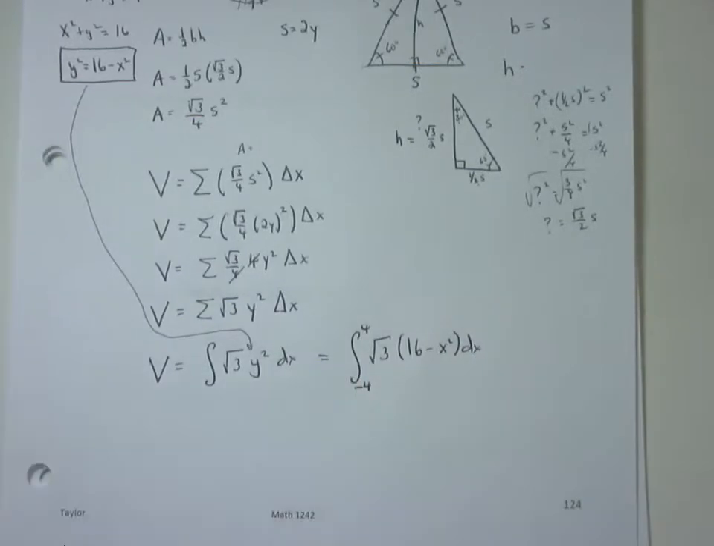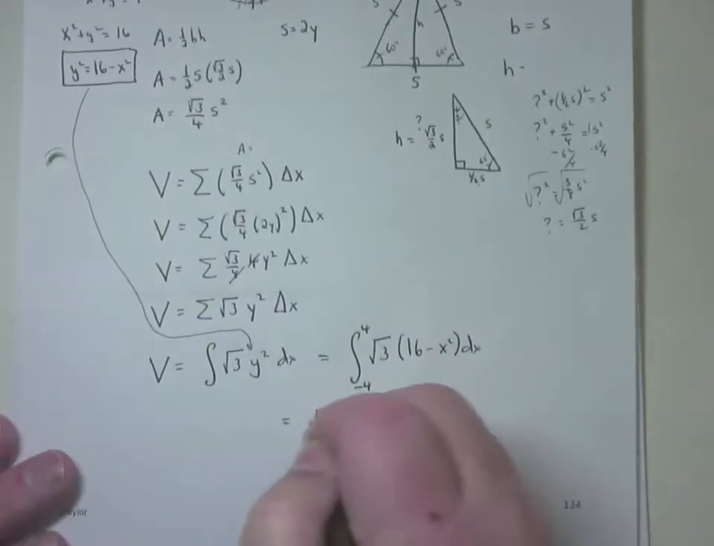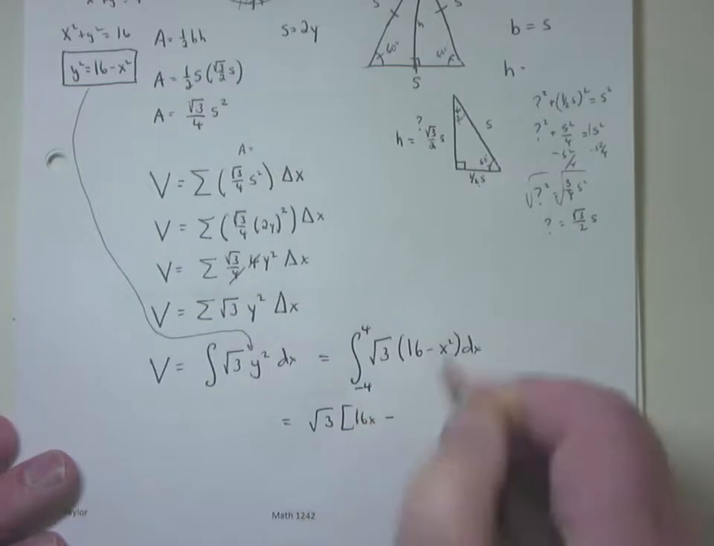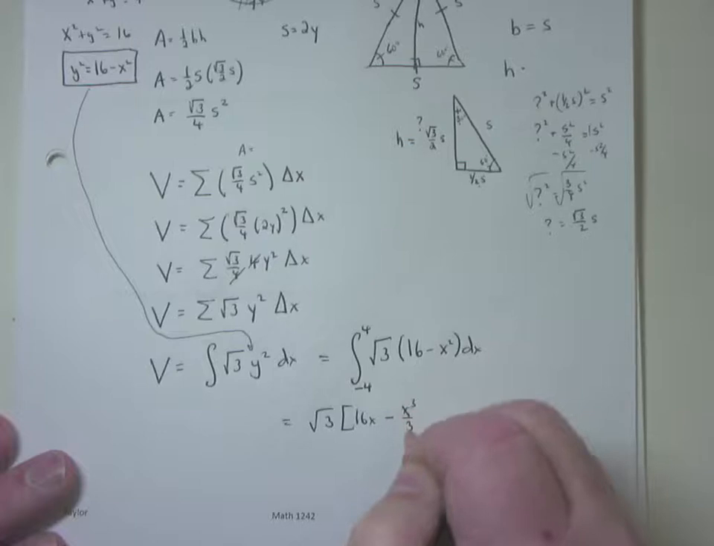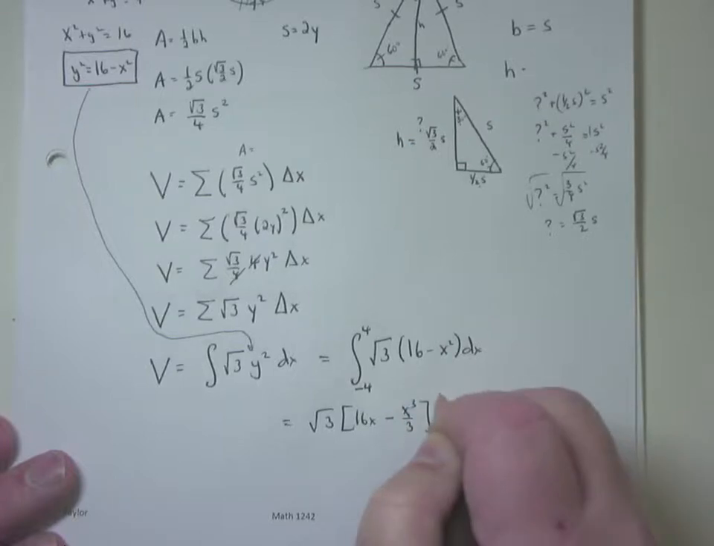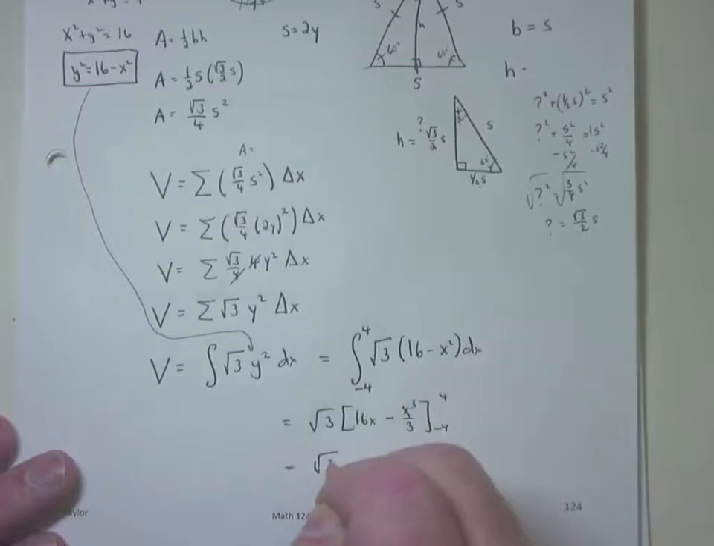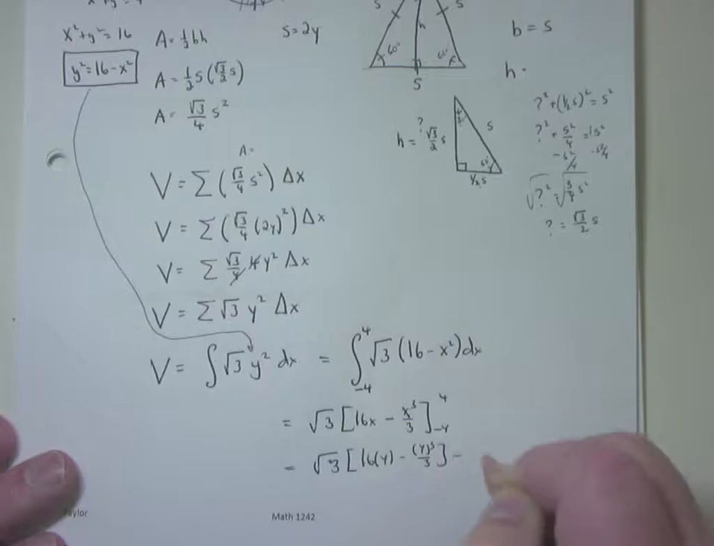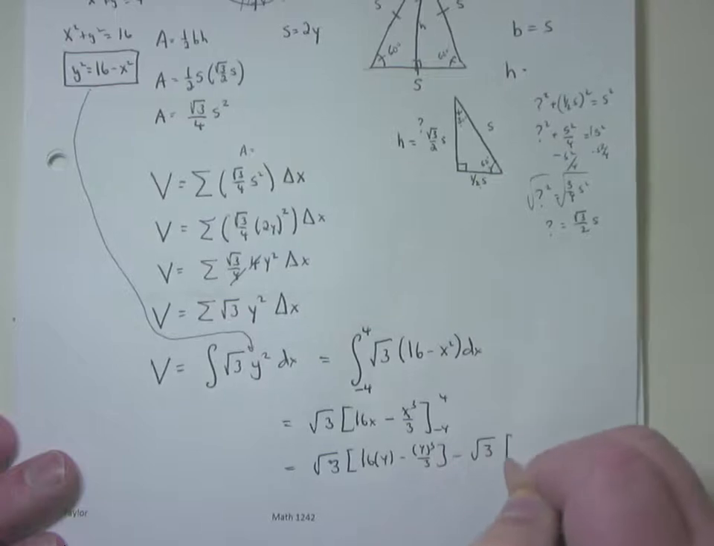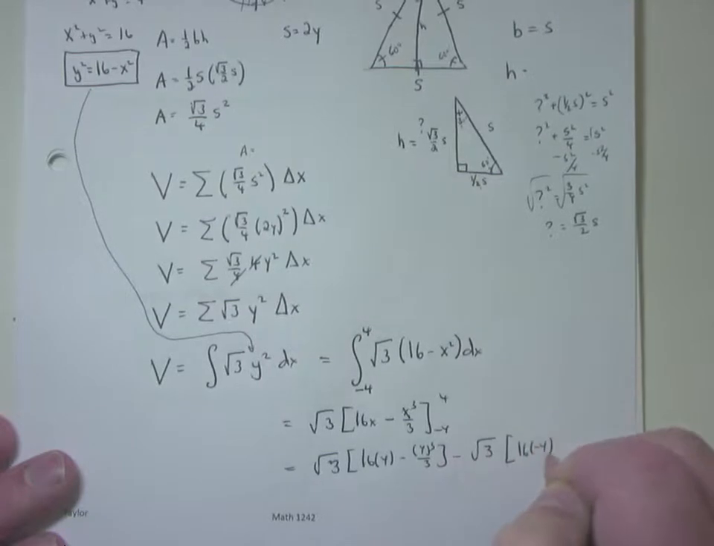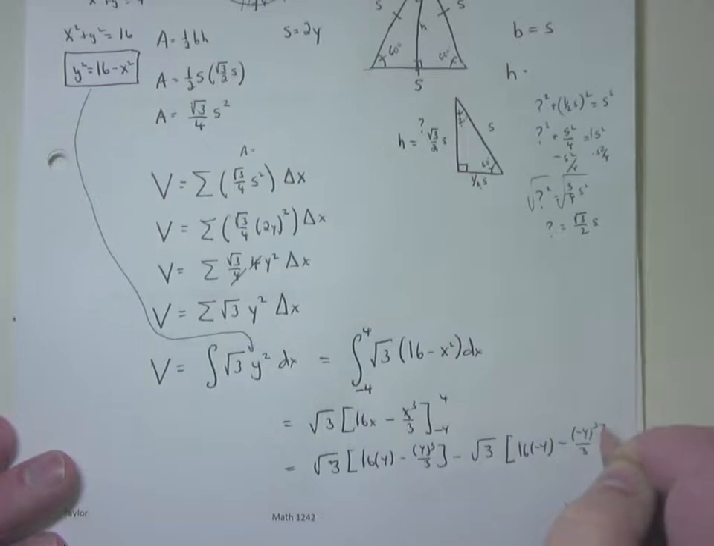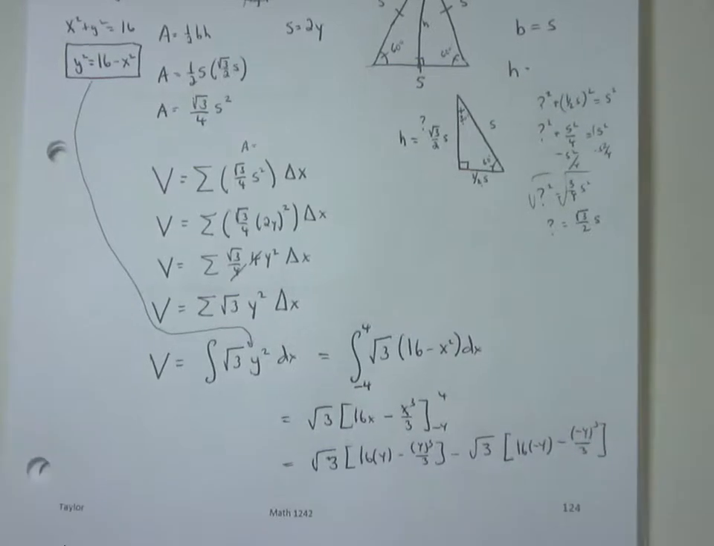Now all I got to do is integrate it. Well, square root of 3 is a constant. Leave it alone. Integral of 16 with respect to x is 16x. Minus integral of x squared is x cubed over 3. Evaluated from negative 4 to 4. So you get the square root of 3 times 16 times 4 minus 4 cubed over 3 minus the square root of 3 times 16 times negative 4 minus negative 4 cubed over 3. And now all I got to do is crunch it out on my calculator.